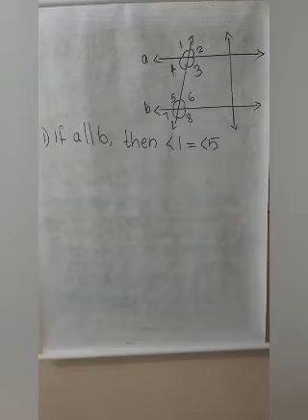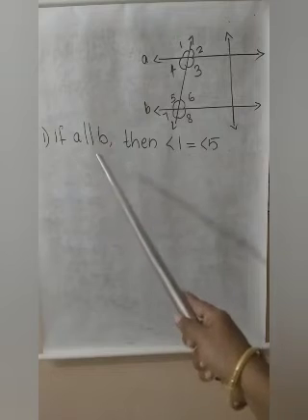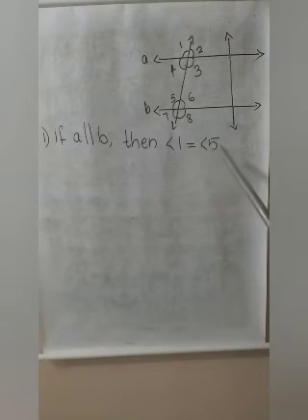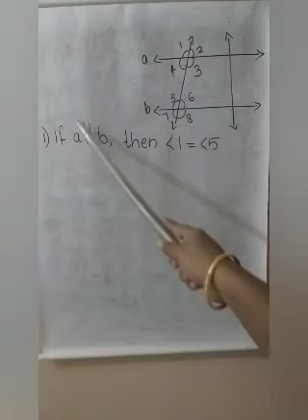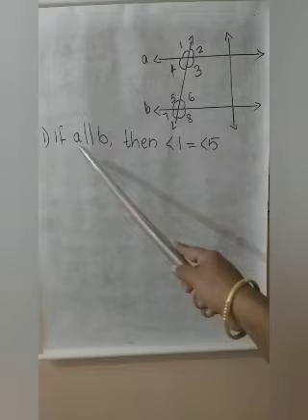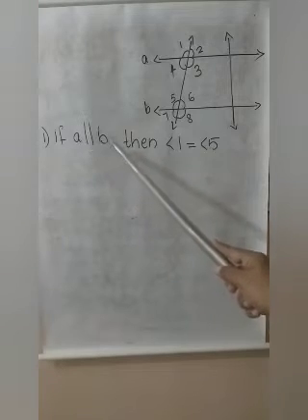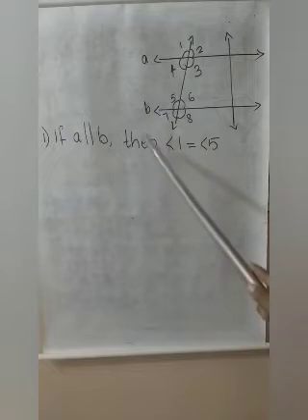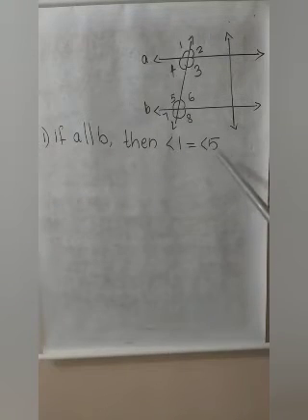First question, here one figure is given and three statements are given. We have to state the property used in each statement. So the first statement is, if A parallel to B, then angle 1 equal to angle 5. This is a symbol of parallel. You have already studied that. We read it as A parallel to B. So what is the question? If A parallel to B, then we have to prove angle 1 equal to angle 5.